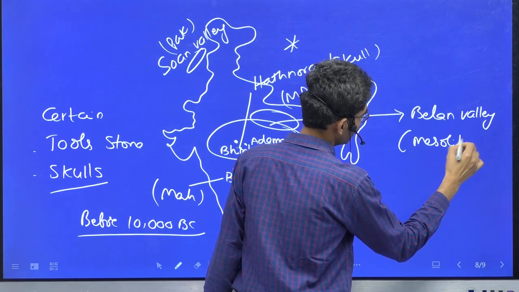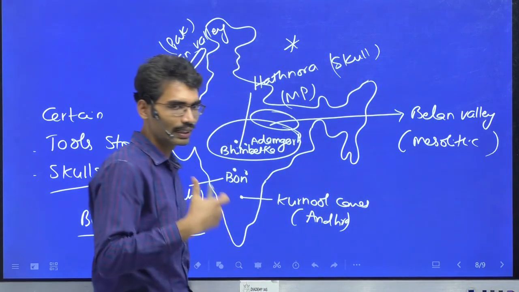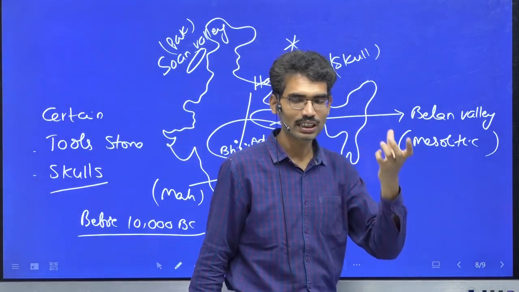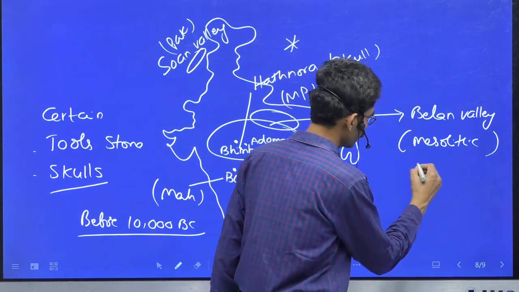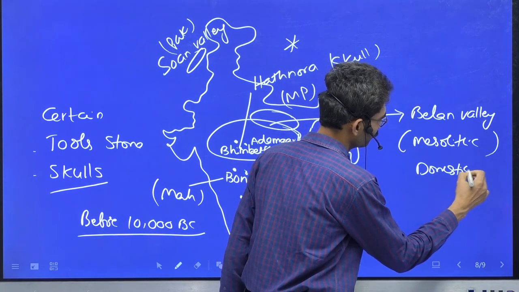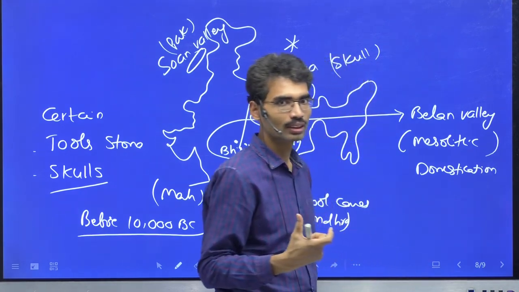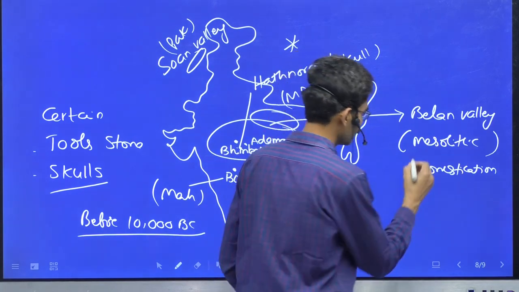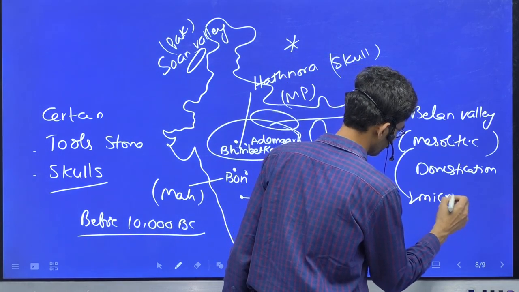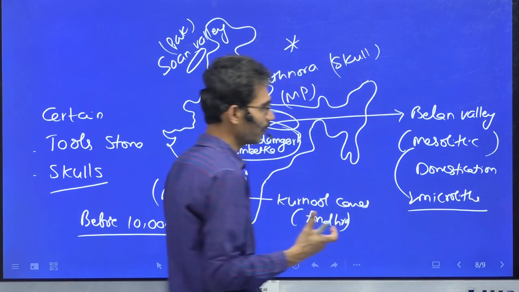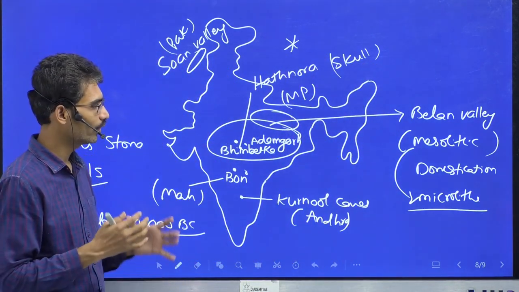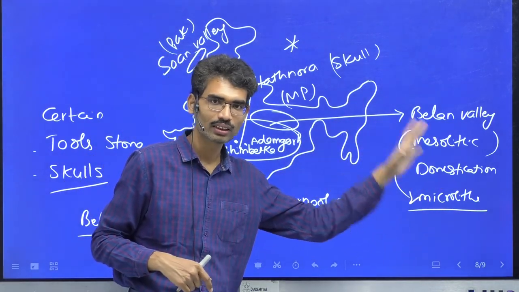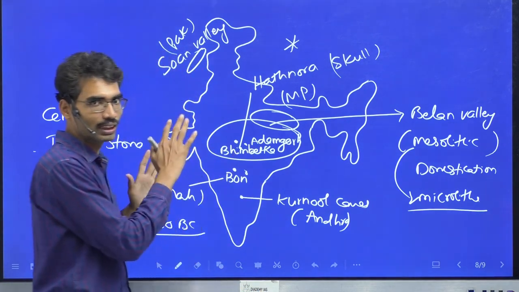Here, Mesolithic, gradually people started knowing about domestication of animals, fishing. So here, domestication of animals, fishing, collecting the wild grains, these are all part of Mesolithic microliths. So in some places, like Belan Valley, we identified microliths, we come to the conclusion that Mesolithic people lived here. This is up to Paleolithic and Mesolithic.